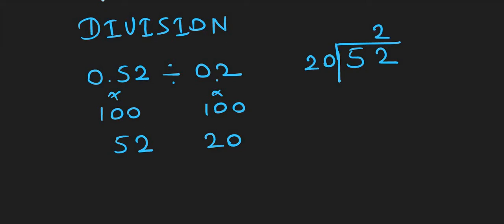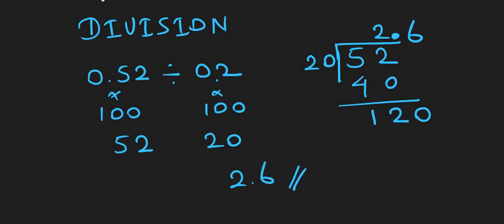So for 52 we have two 20s, we get 40. Then the remainder is 12. For 12 there are no 20s, hence we put the decimal sign and take a 0. So for 120 we have six 20s, therefore our answer is 2.6.